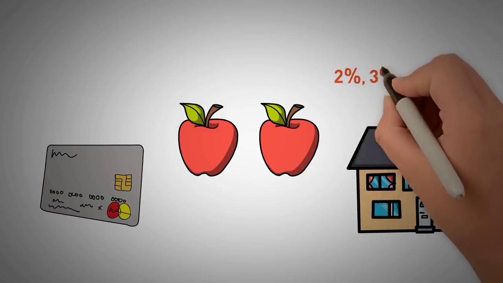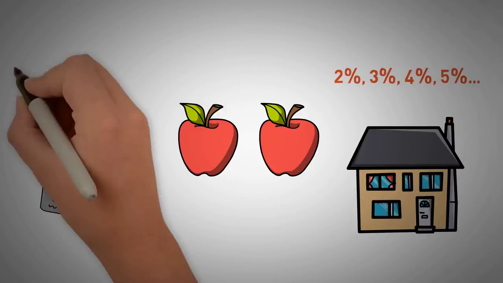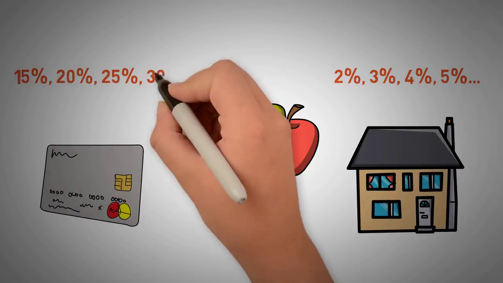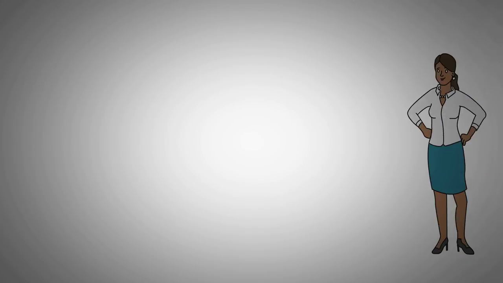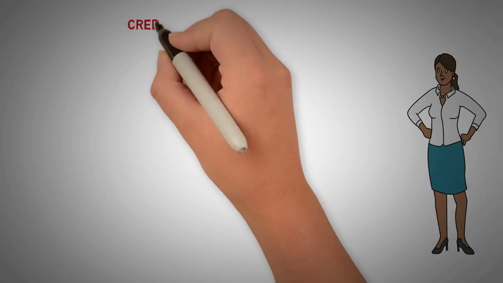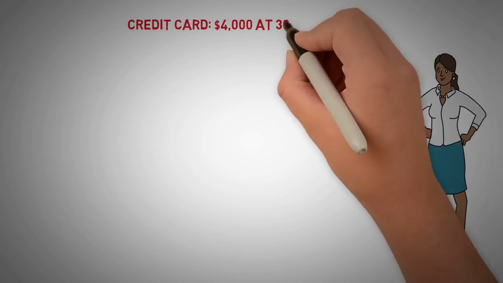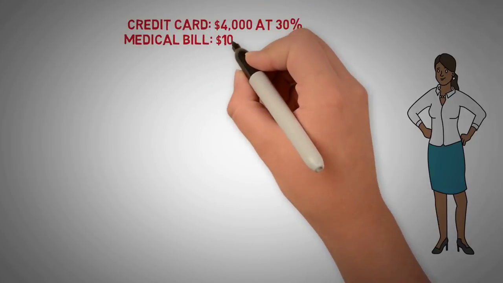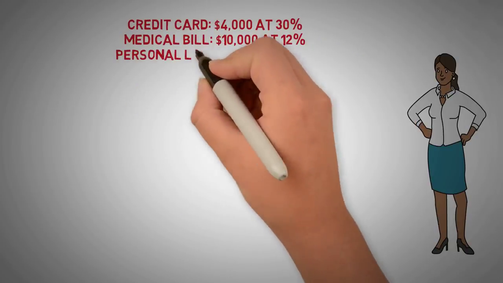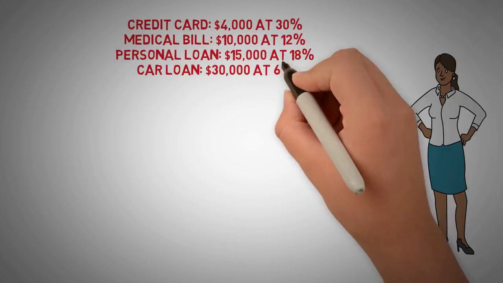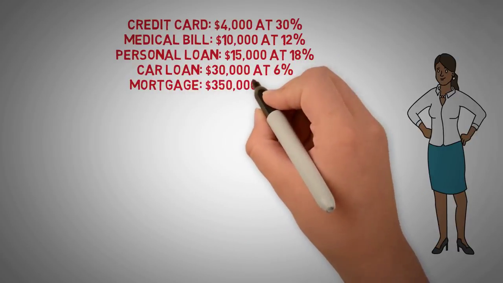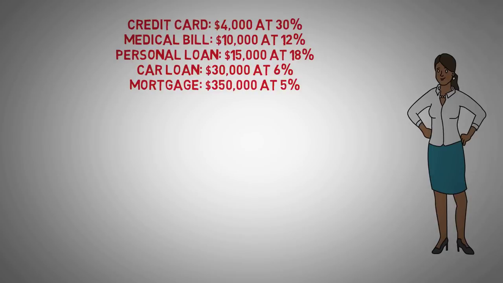It's likely that a mortgage or another large loan carries the lowest interest rates. This is not always the case, like if you're stuck with a high interest rate car loan due to bad credit, but it's generally true. To make this more clear, let's look at another real-life example with someone who has 5 different loans. This person has a credit card debt of $4,000 at 30% interest, a $10,000 medical bill at 12%, a $15,000 personal loan at 18% interest, a $30,000 car loan at 6%, and a $350,000 mortgage at 5% interest.